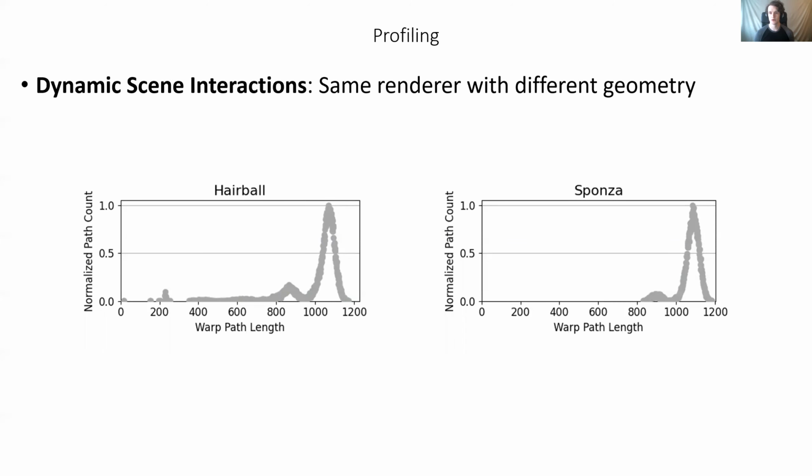Another interesting study is if we hold the application and the ray tracing algorithm constant, and we just alter the geometry, what effect does this have on the dynamic execution of the ray tracing pipeline? So I'm showing two graphs here from the hairball geometry and the Sponza geometry for the same ray tracing application. And the graphs show the distribution of warp path lengths. And warp path length is simply how many basic blocks were executed by a warp, and then we accumulate those for all warps to generate these graphs.